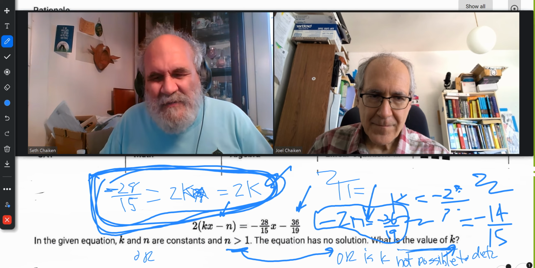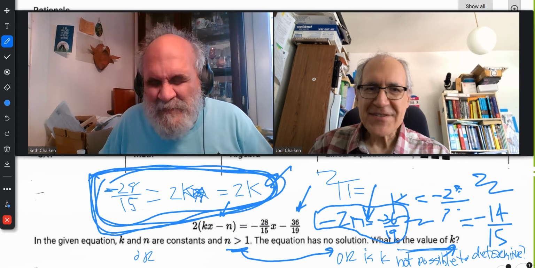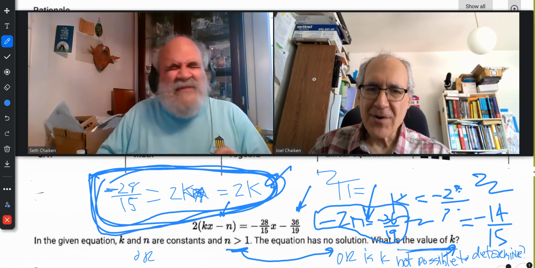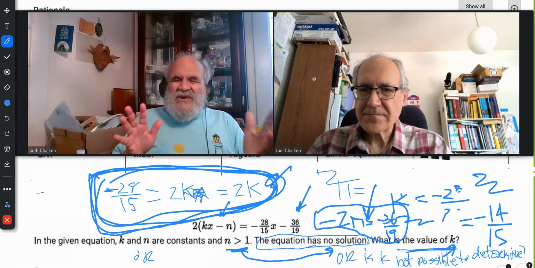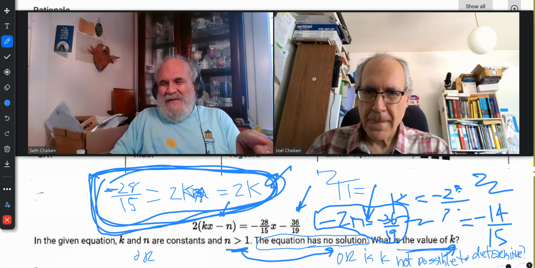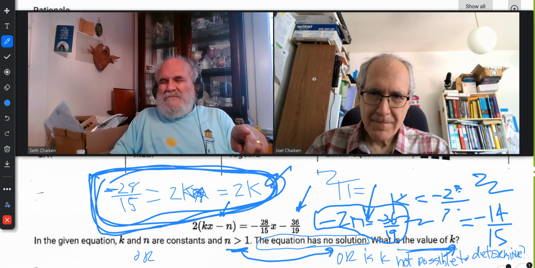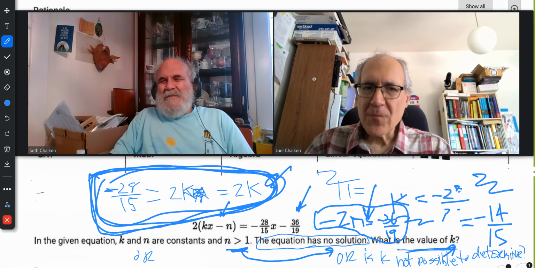With that question you're asking, are you still including in the question the statement? Of course. Again, I stand: if the statement is that this equation has no solution, from that statement alone, you could conclude that k equals negative 14/15. Only if n is greater than 1.